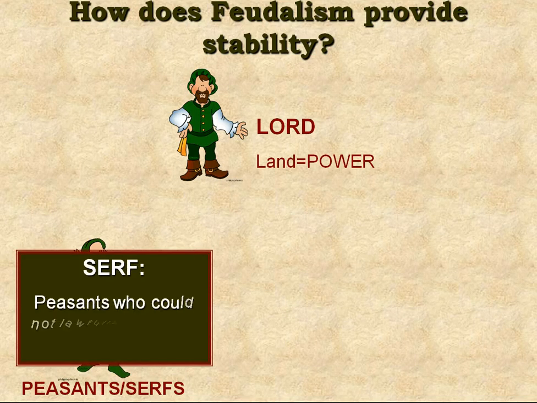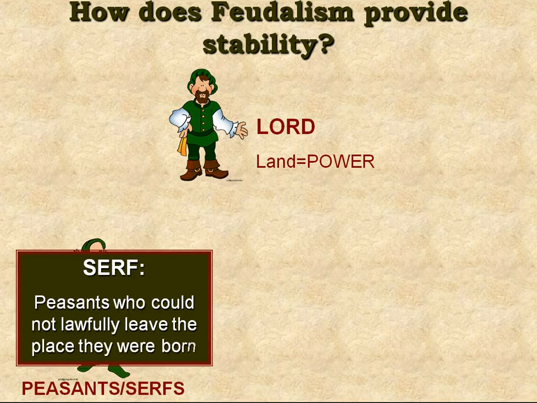A serf is a particular type of peasant, and these particular kind of peasants were not allowed to leave the place where they were born. So whatever land they were born on, that's where they stayed. Everything that they contributed went directly to the lord, and if the lord lost that land, the serfs kind of went with them.